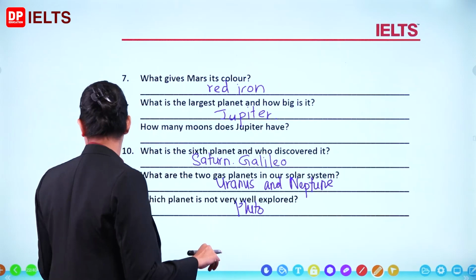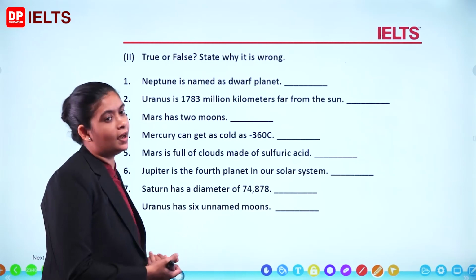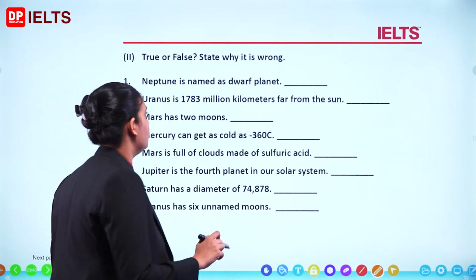Right. Okay. True or false? You should tell why it is wrong. Neptune is named as a dwarf planet. Wrong. It is Pluto that is called the dwarf planet. So it should be Pluto.